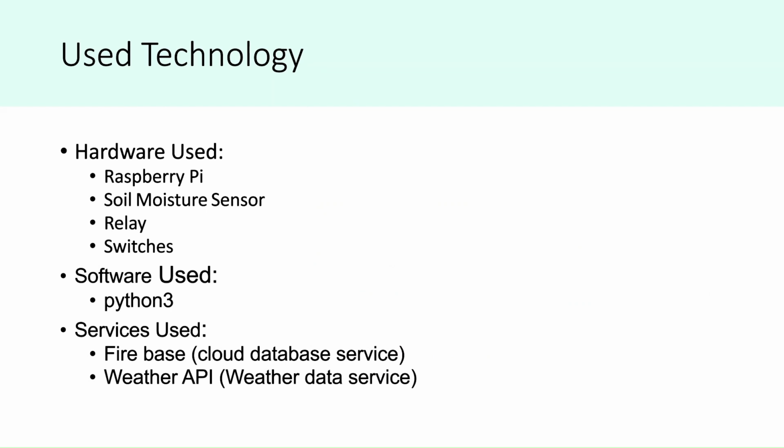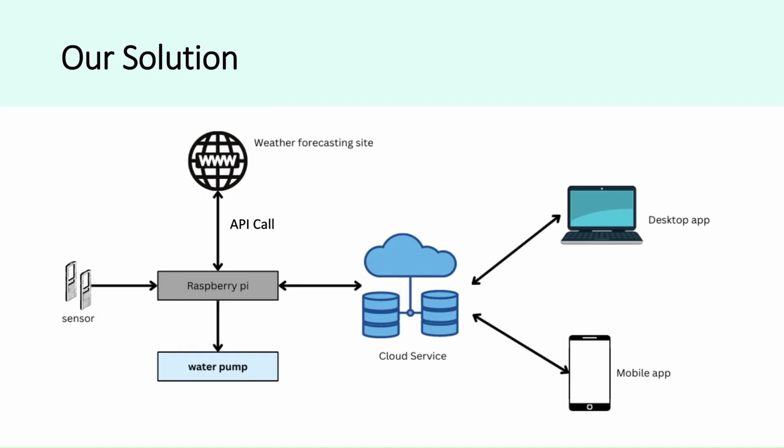The technology used includes, for hardware, Raspberry Pi as the microcontroller, a soil moisture sensor, relays, actuators and switches. The software includes Python 3, and the services include Firebase data service and a weather API service. This is an overview of the solution where the sensor collects data and sends it to the controller, and it sends it to the cloud service for analytics. This data is provided to the client using a desktop app or mobile app, and in return the Raspberry Pi controls the water pump, and the weather forecasting data is collected from a weather forecasting site.